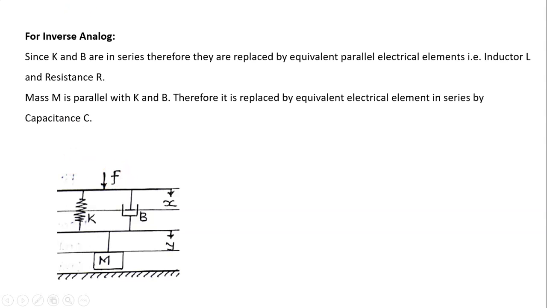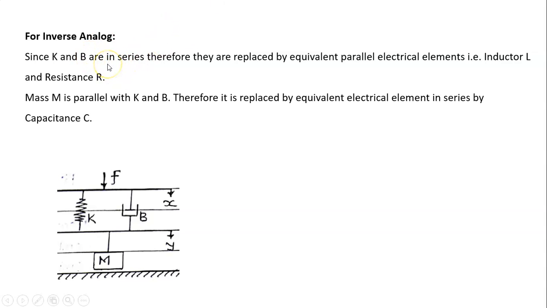Now we will construct the circuit of the inverse analog. Again the same diagram is there, that is the grounded chair representation. Spring K and damper B are in series and mass M is in parallel with K and B. Force F is acting at the top. Therefore for the inverse analog, since K and B are in series, what we have to do is replace the series mechanical element by a parallel electrical element.